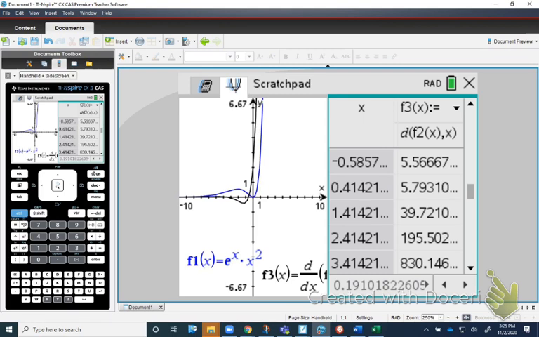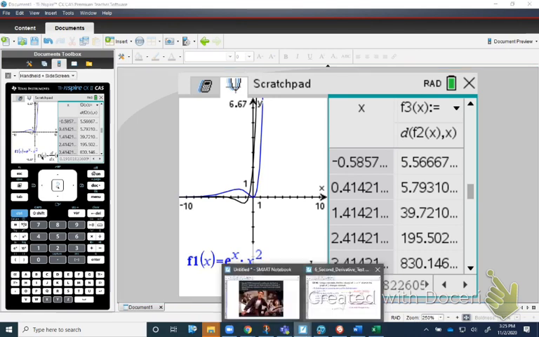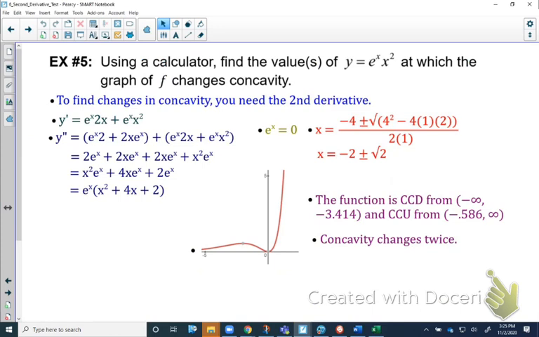We have a slight inflection point where the function curves and goes concave up again for this whole interval from about negative 0.6 almost to positive infinity. So those are the two places where we're going to be identifying where the function changes concavity, at the critical numbers of the second derivative.